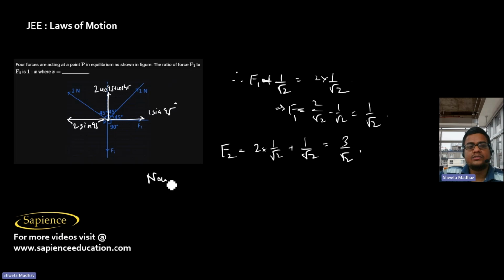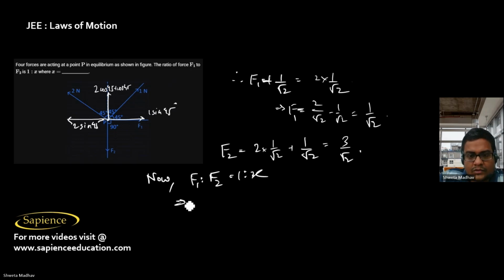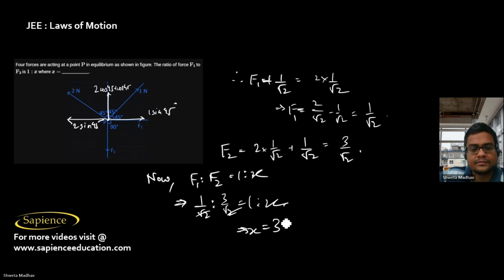So now the ratio of f1 is to f2 is 1 is to x, where x is how much? So f1 is to f2 will be equal to 1 is to x. So f1 is 1 by root 2 and f2 is 3 by root 2, that is equal to 1 is to x. So root 2 and root 2 will get cancelled, therefore we will get x as 3. So x will be equal to 3. 3 is the answer.